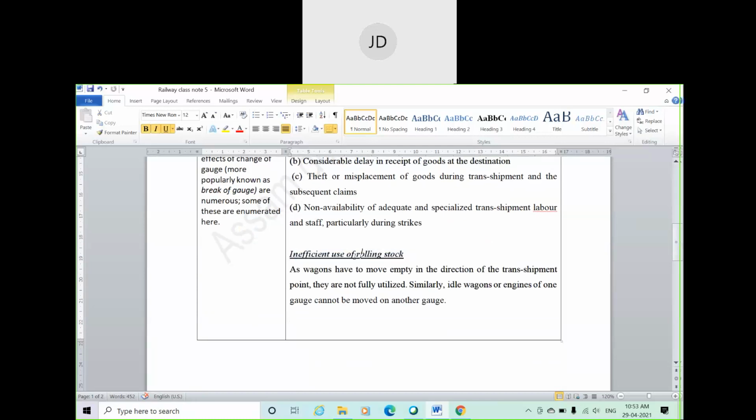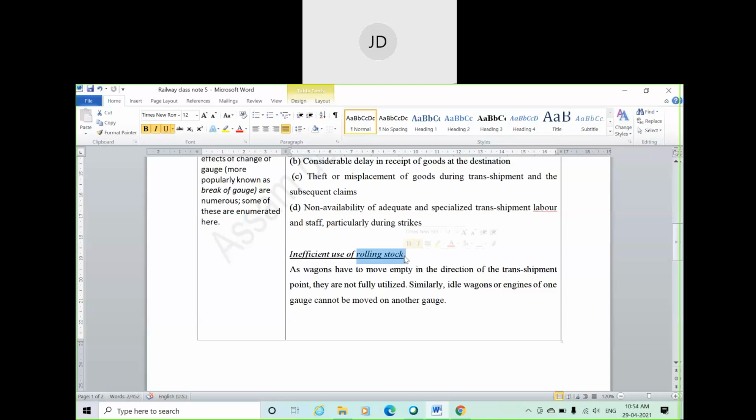Next, insufficient use of rolling stock. Rolling stock, as a whole, is the combination of trains, wagons, and goods-carrying wagons; everything is called rolling stock. You can also check on Google, you'll find out. So what does insufficient use of rolling stock mean? Suppose one train came with goods at a particular station, then you shift the goods from one train to another.